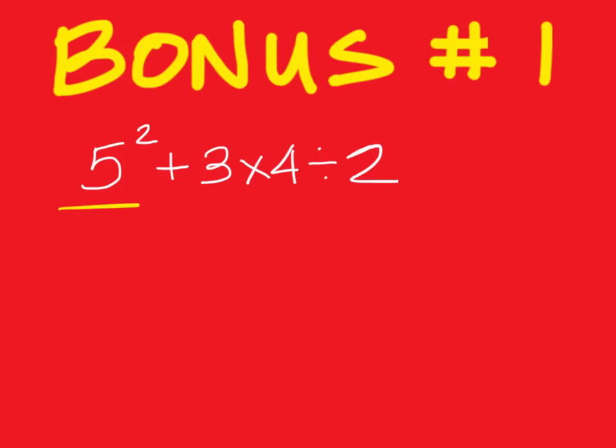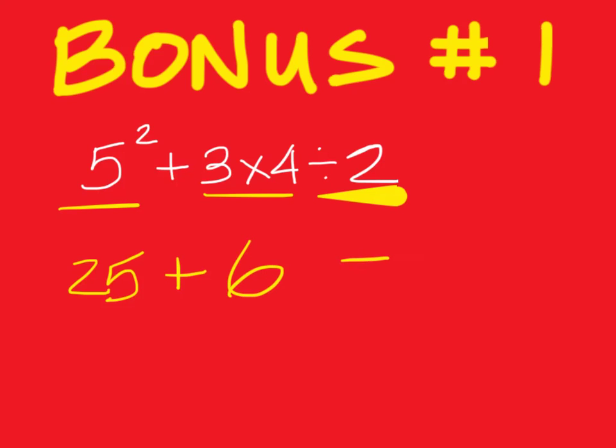Did you do 5 squared and come up with 25? What did you get? I got 10. Ah, yeah, it's going to be 5 times 5, so it's 25. And then 3 times 4 is 12. Divided by 2 is 6. So it should be 31.